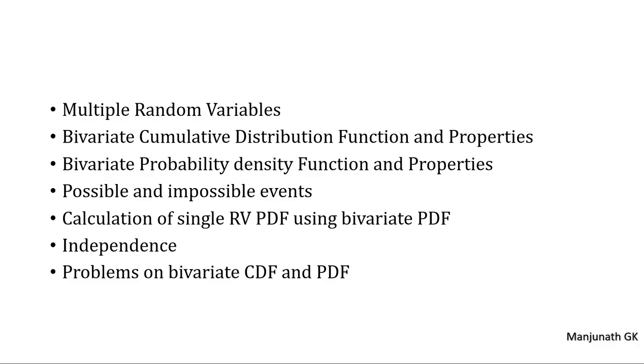We have started the second module, and in the first video we discussed multiple random variables, the bivariate cumulative distribution function and its properties, the bivariate probability density function and its properties, what is meant by possible and impossible events, calculation of a single random variable PDF using the bivariate PDF, and what is meant by independence. And in the second video we solved problems on bivariate CDF and PDF.